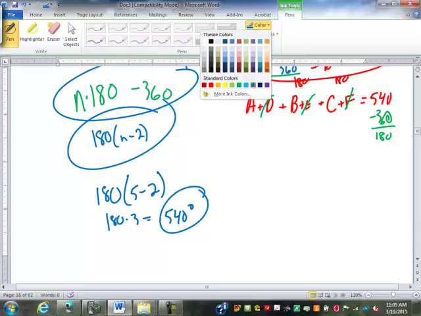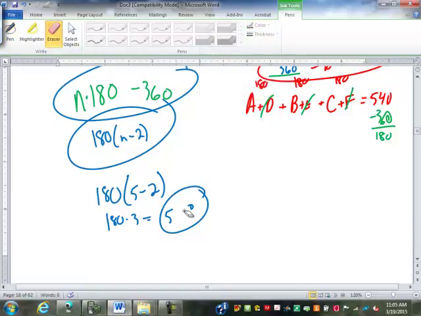Where did I put the 5? Let me try that again. That shouldn't be a 5, it should be a what? 6, because it has 6 sides. So it'd be 180 times 4, sorry about that, which gives us a total of what? 720. Everybody catch that? I know I screwed that up bad. I don't know where the 5 came from. The number of angles. Well, if it's 6-sided, it has 6 angles too. So 6 minus 2 makes 4. 180 times 4 is 720.